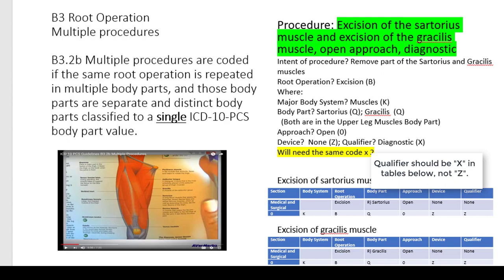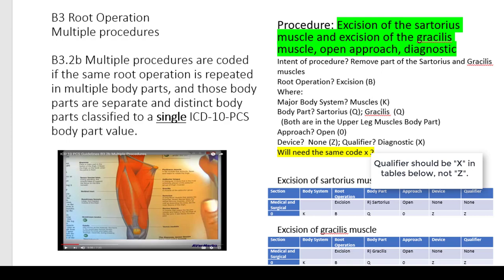Guideline B3.2b, multiple procedures are coded if the same root operation is repeated in multiple body parts, and those body parts are separate and distinct body parts classified to a single PCS body part value. Boy, that's a lot of words. What it's basically telling you is when you look at body parts, you'll see different terms under the body part, and all those terms are included in that body part value. So the best way to explain this is through a procedure.